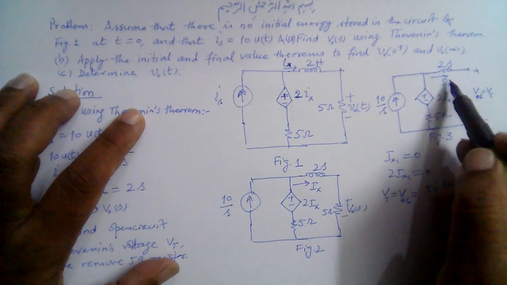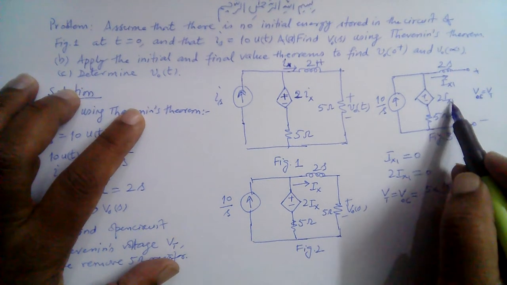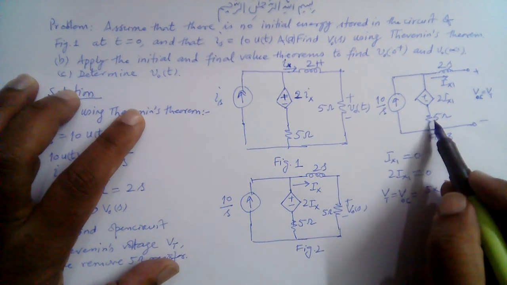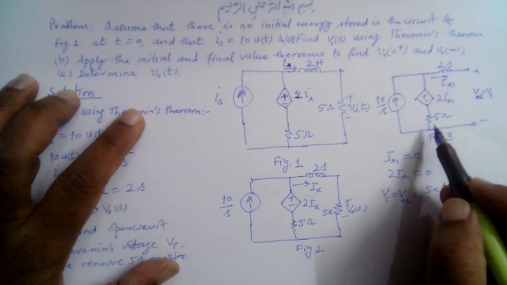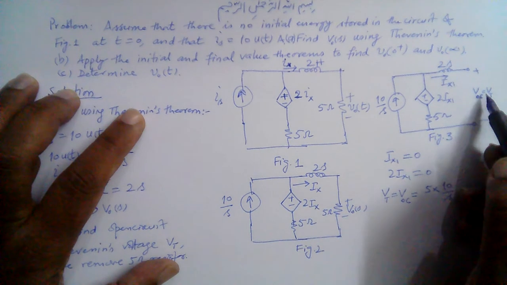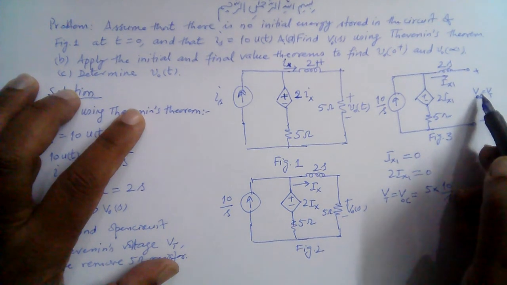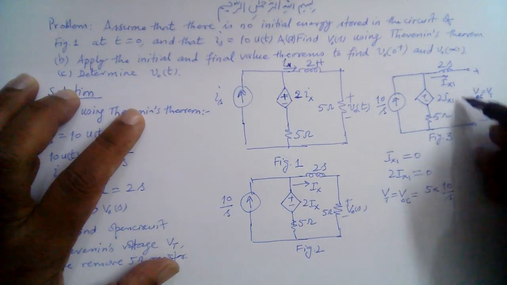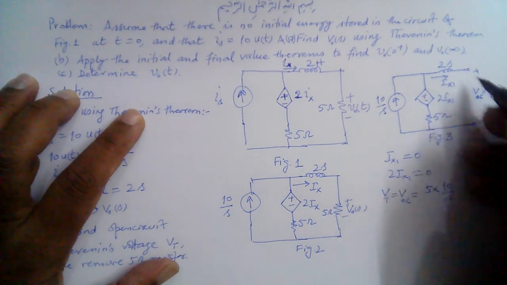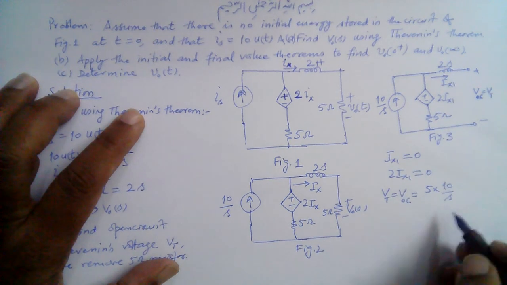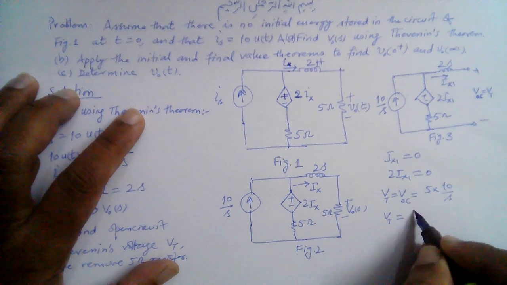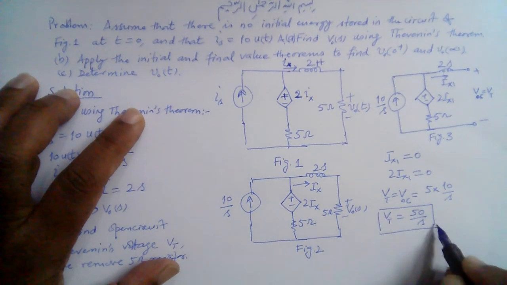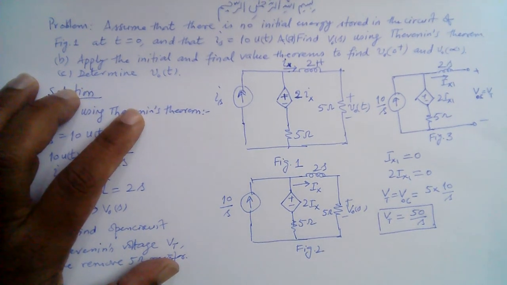So Ix1 is 0, and 2Ix1 is 0. Right? So this is a short circuit. All the voltage drops across this resistor, and this appears as the voltage at the output terminals, because if we apply KVL here, this will give us the voltage here. So V Thevenin is equal to 50 over S. This is the open circuit voltage, right?